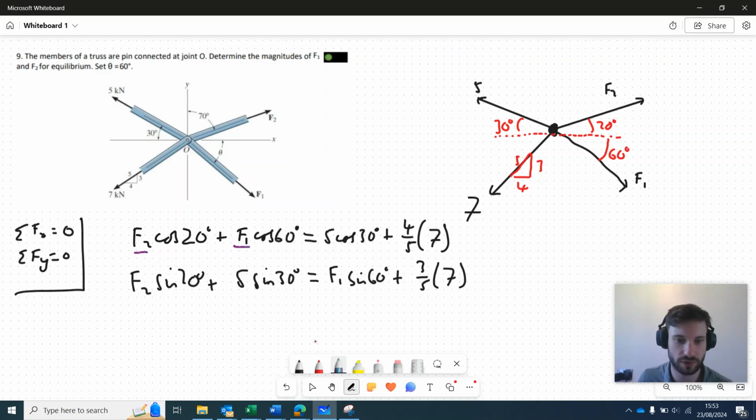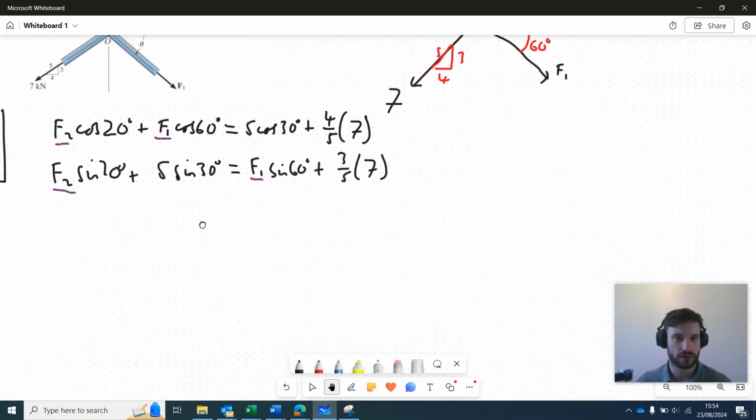Okay, is this problem solvable now? Yes. We still have 2 unknowns, F1 and F2, but we have 2 independent equations. If we have as many independent equations as we do unknowns, then it's solvable.